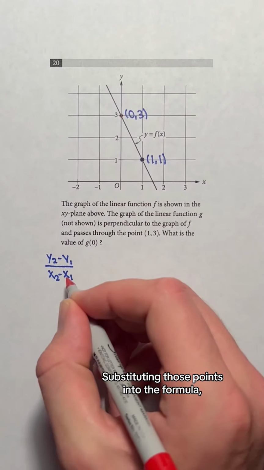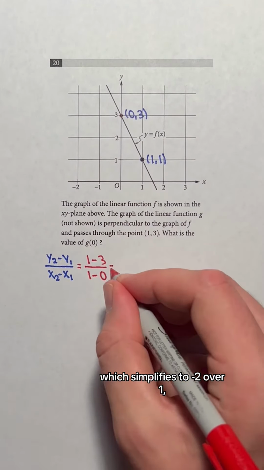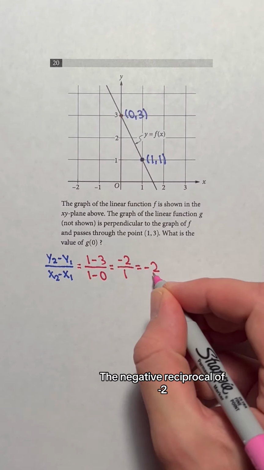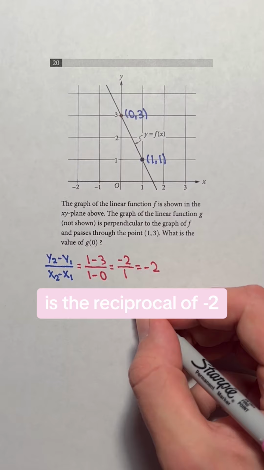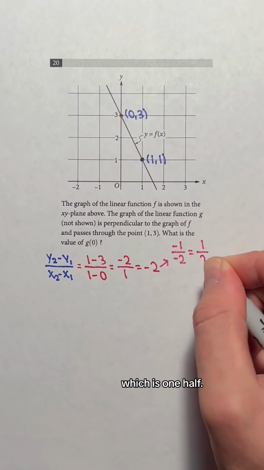Substituting those points into the formula, we get (1 minus 3) over (1 minus 0), which simplifies to negative 2 over 1, which is just negative 2. The negative reciprocal of negative 2 is the reciprocal of negative 2 multiplied by negative 1, so negative 1 over negative 2, which is 1 half.